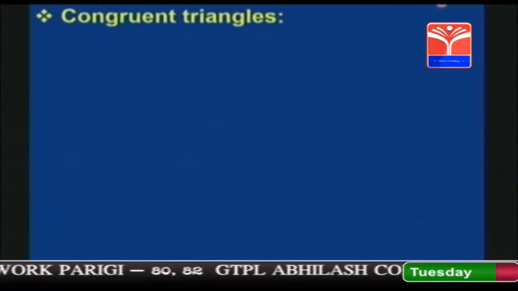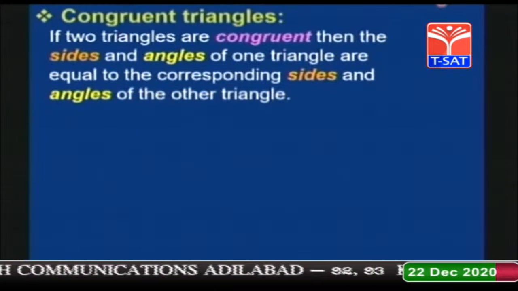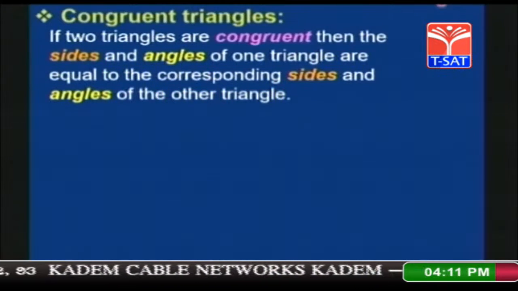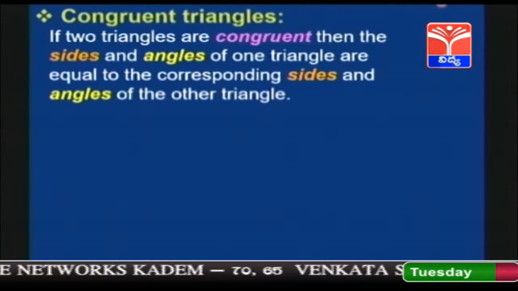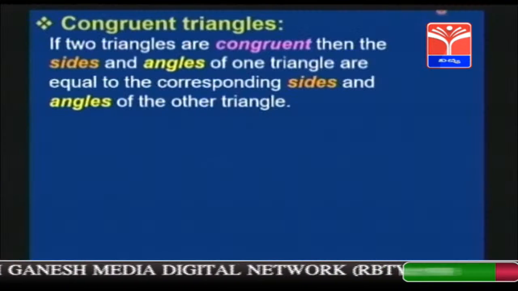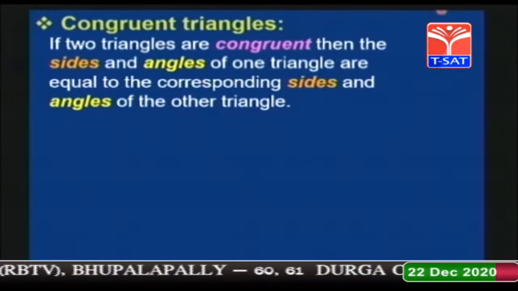Congruent triangles. See the statement. If two triangles are congruent, then the sides and angles of one triangle are equal to the corresponding sides and angles of the other triangle. See students, while comparing congruent triangles, we have to compare a total of 6 equalities. This means first we have to compare the three sides. If the corresponding three sides of two triangles are equal, and if the corresponding three angles of the two triangles are equal, then the two triangles are congruent.